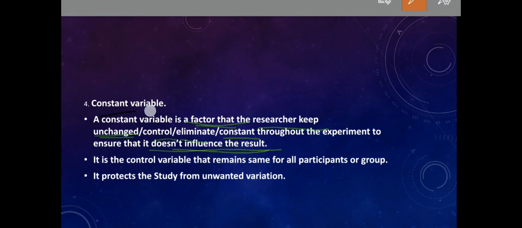Constant variable, what do we say? It is kept unchanged or controlled by the researcher throughout the experiment. The variable is controlled by the researcher throughout the research to ensure that it doesn't influence the result or outcomes. It is a control variable that remains the same for all participants or groups.